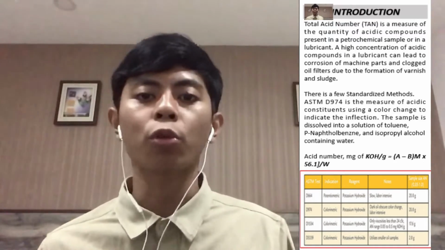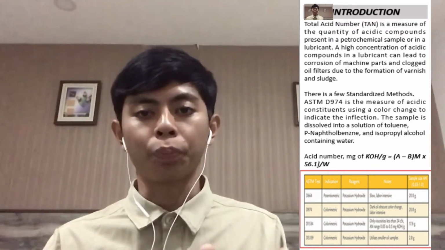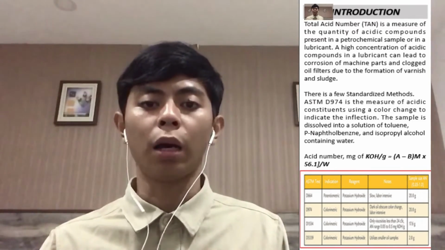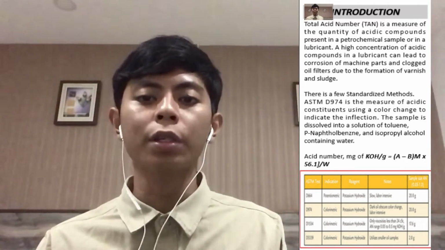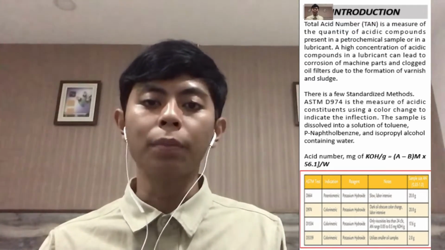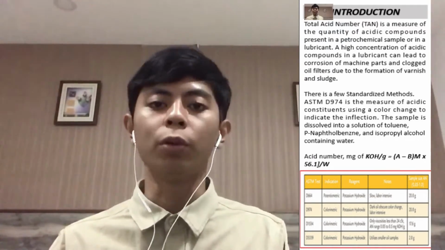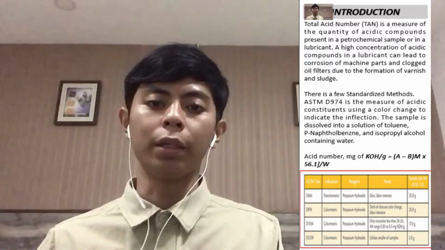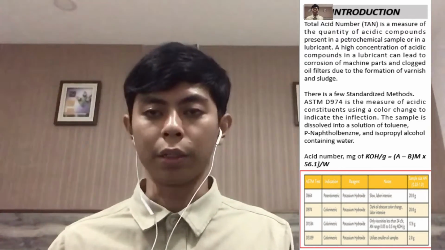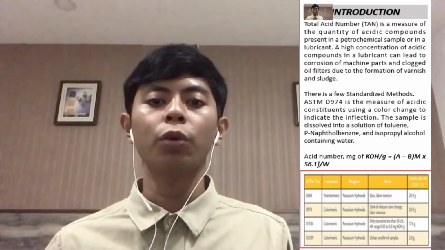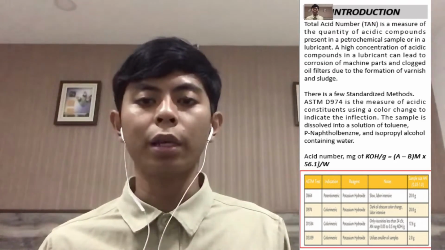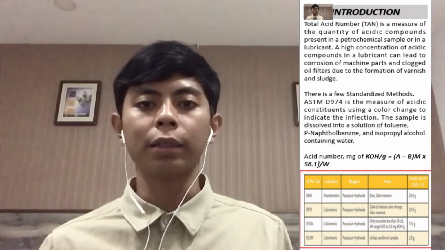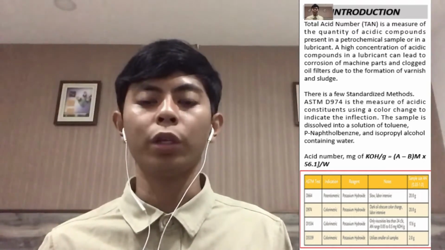In this ASTM there is also a formula to find the total acid number, which is (A minus B) times M times 56.1, divided by W. The meaning of A, B, M and W will be further explained in the methodology. With this formula we can find the total acid number, and we can know whether the quantity of acid in the lubricant or oil is high or not.